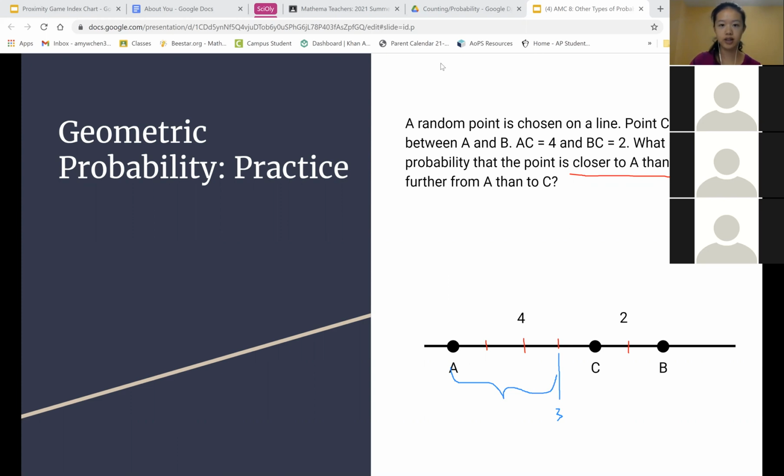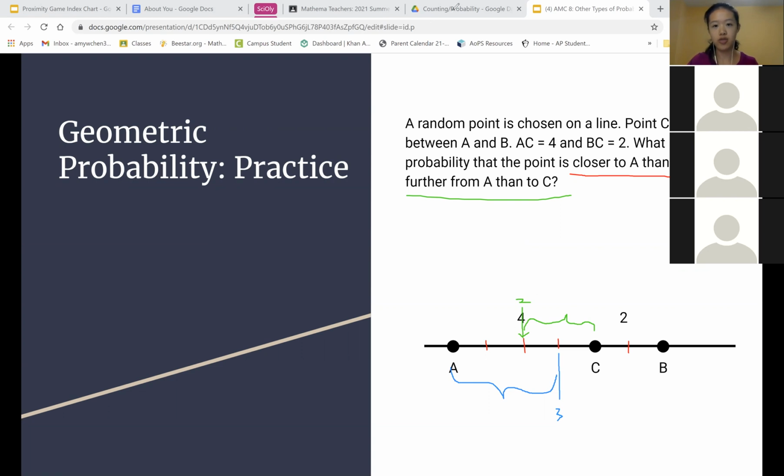Okay, next, the question says we want it further from A than to C. This wording is a little bit backwards. What this means is that we want it closer to C. So looking at A to C, this middle point right here is the 2-inch mark, where it's 2 inches from A and 2 inches from C. And since we want to be farther from A, we want this region right here.